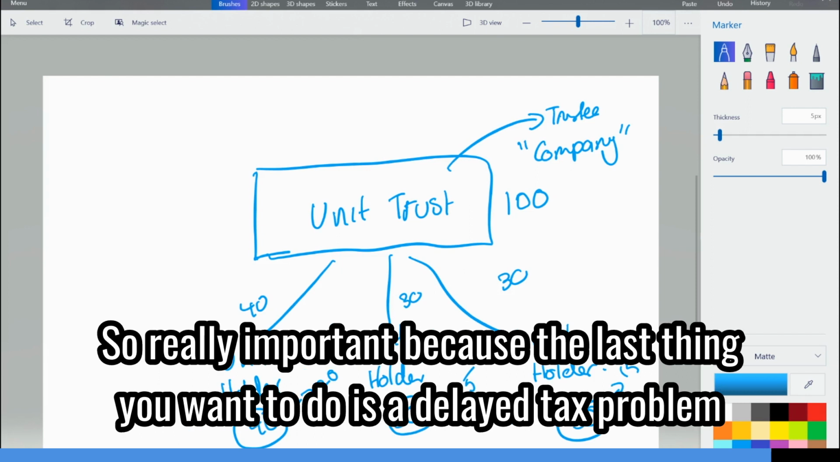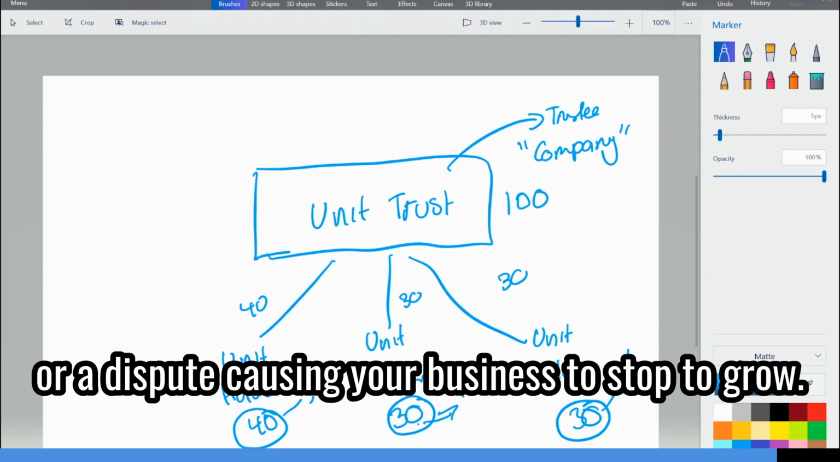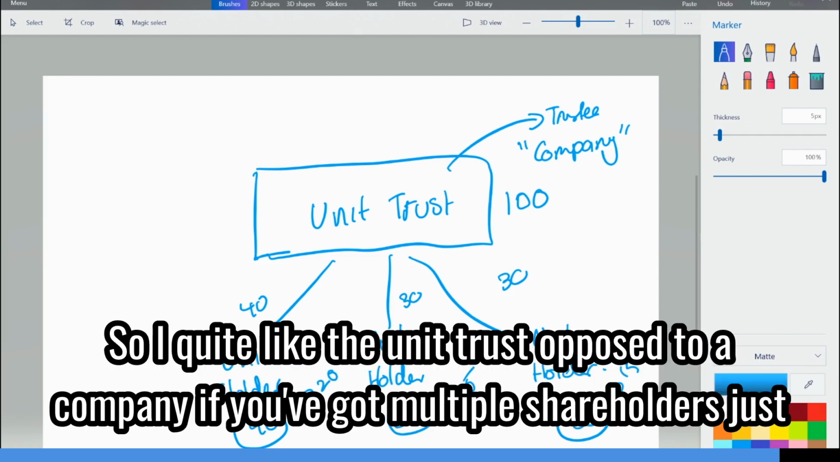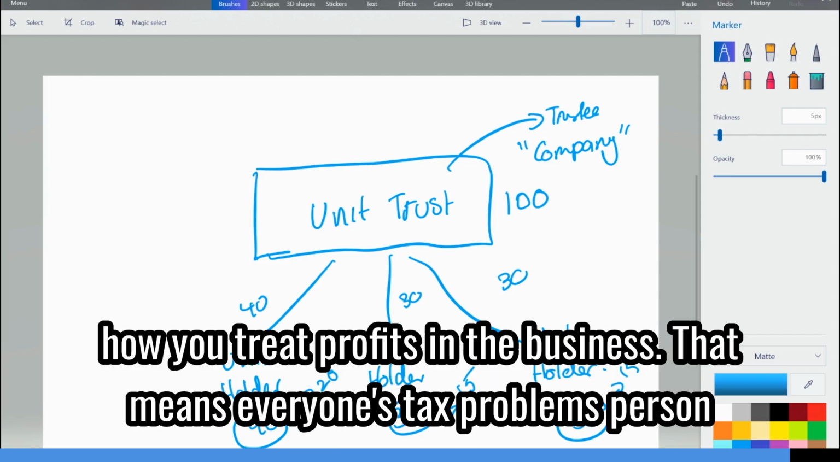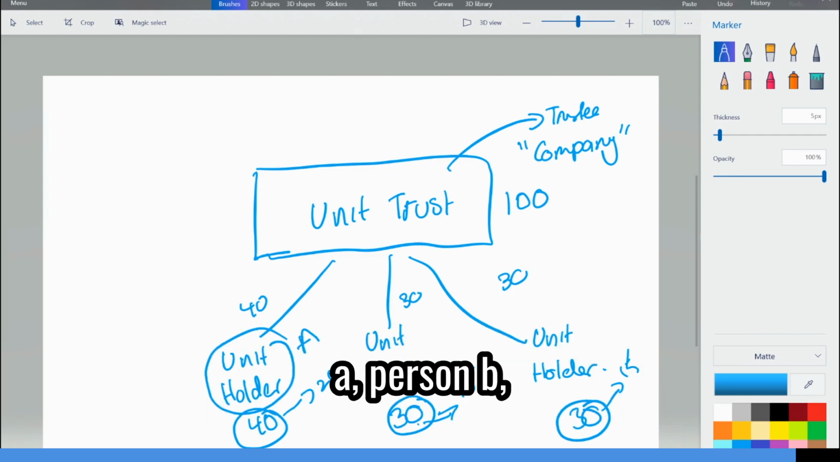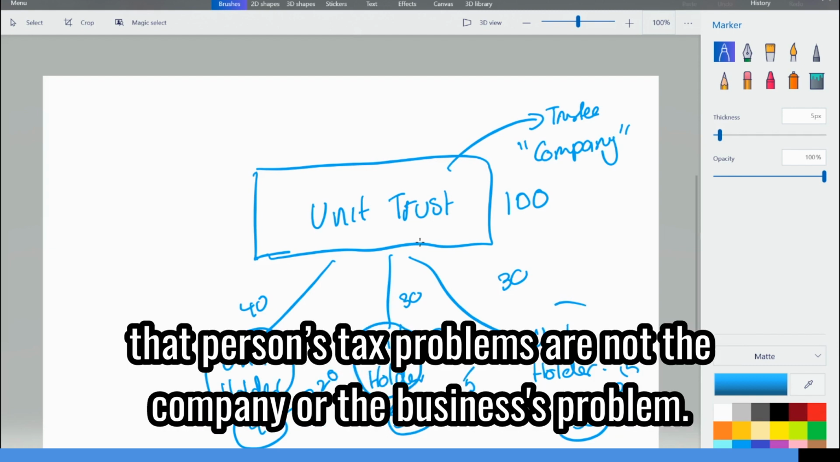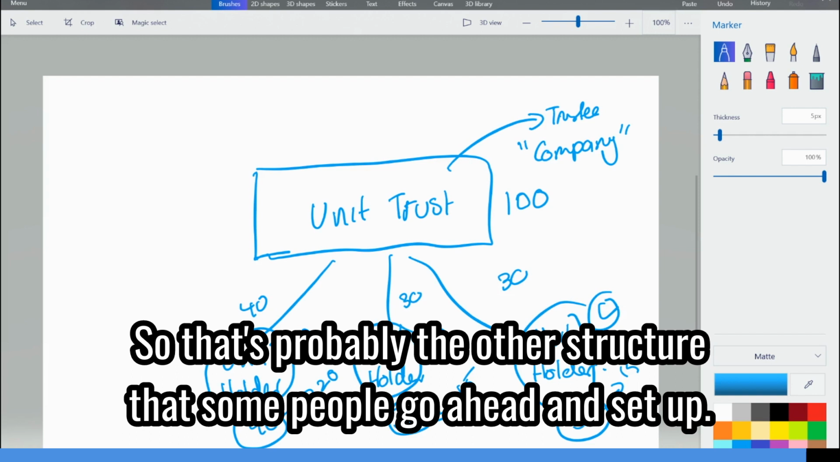So really important, because the last thing you want to do is a delayed tax problem or a dispute causing your business not to grow. So I quite like the unit trust as opposed to a company if you've got multiple shareholders, just because of this potential dispute and issue over how you treat profits in the business. That means everyone's tax problems, person A, person B, and person C's tax problems are not the company or the business's problem. So that's probably the other structure that some people go ahead and set up.